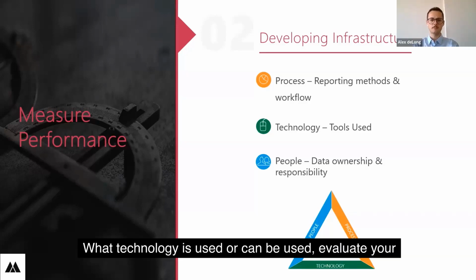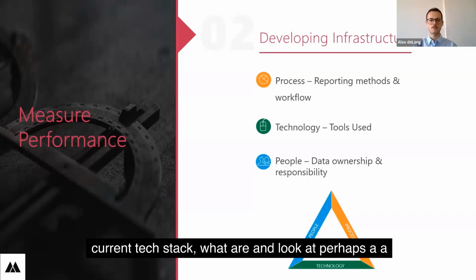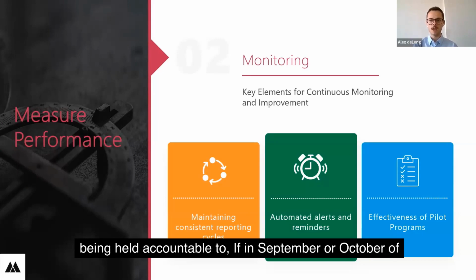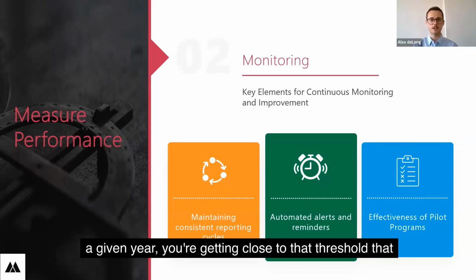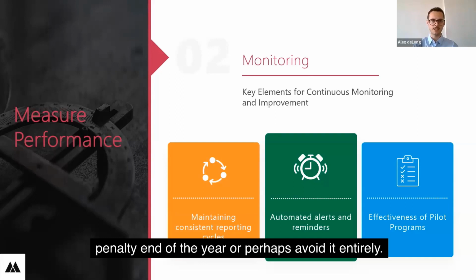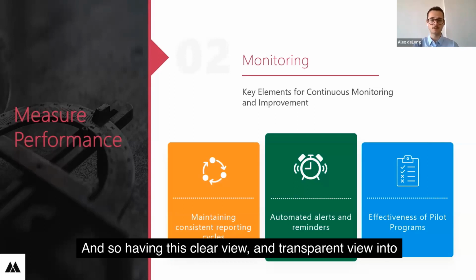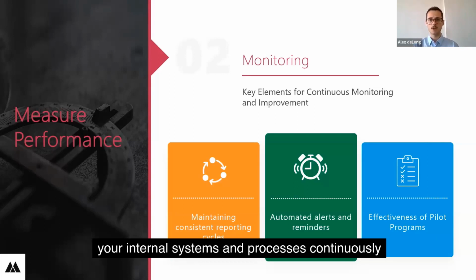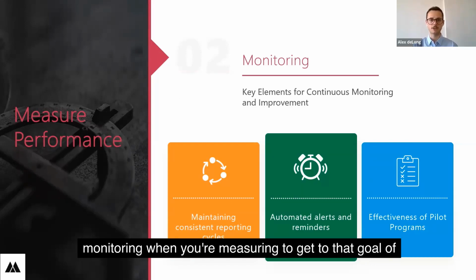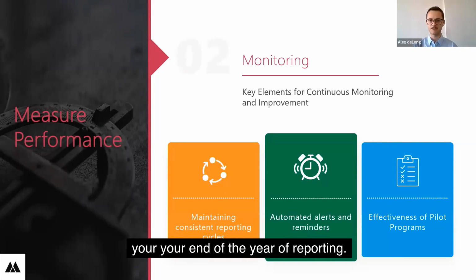What technology is used or can be used, evaluate your current tech stack, and look at perhaps a break-even point for adopting new technology. If, say, for example, you have a carbon tax that you're being held accountable to, if in September or October of a given year, you're getting close to that threshold that you need to stay under, are there ways that you can pivot to minimize your penalty at the end of the year or perhaps avoid it entirely? And so having this clear and transparent view into your internal systems and processes continuously through the year is going to be very helpful in terms of monitoring when you're measuring to get to that goal of your end of year reporting.